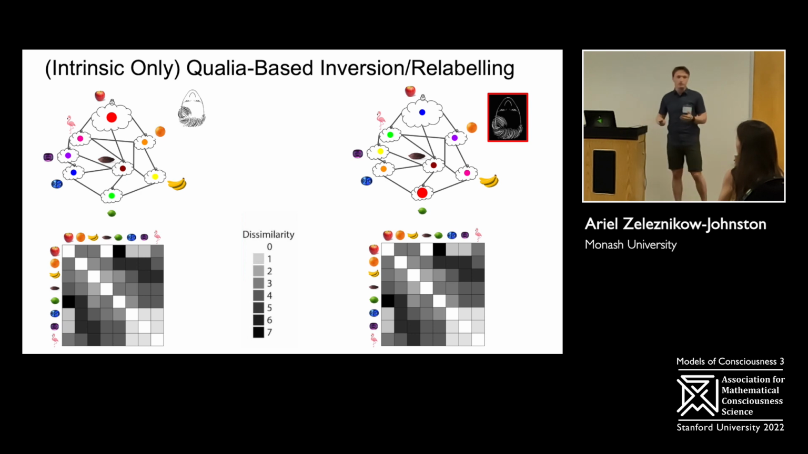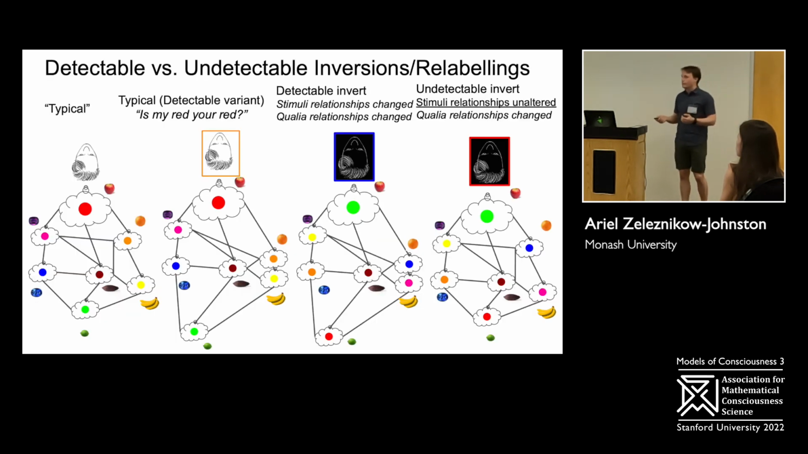But then there's other kinds of inversions or relabeling we can imagine, which is the more traditional kind where the relationships between the stimuli all stay the same. It's just that the experiences or the qualia elicited by those stimuli are changing. And in this circumstance, you have exactly the same dissimilarity relationships, exactly the same relationships between the stimuli. It's only the stimuli to the experiences that have changed. And also, then obviously, the relationships between the qualia themselves have changed. So the pink and purple are now more different to each other than before. So there's a whole set of different possibilities we can imagine.